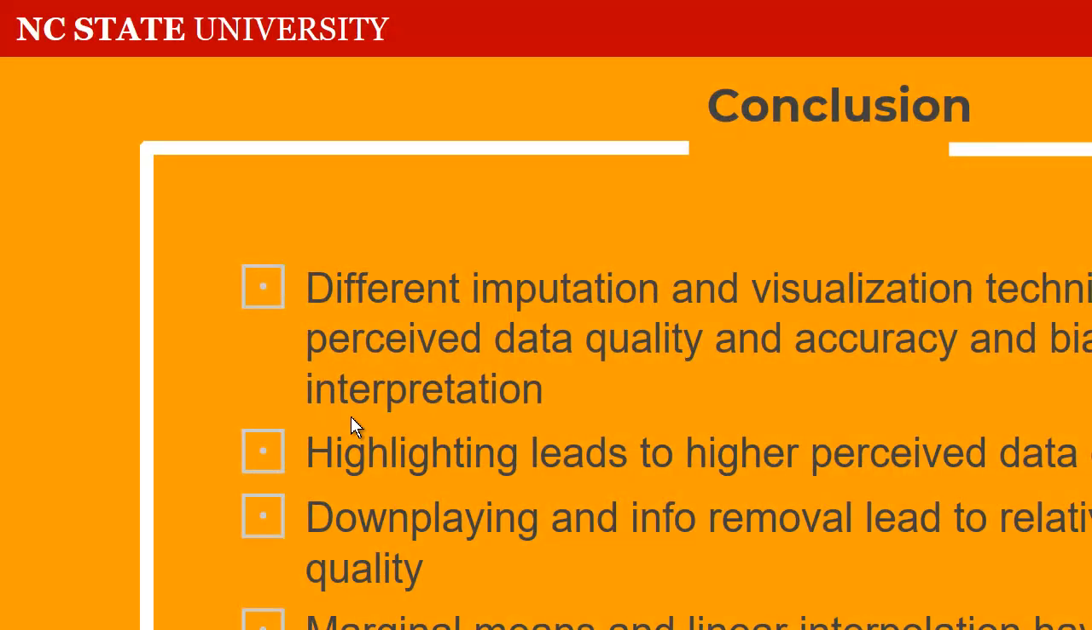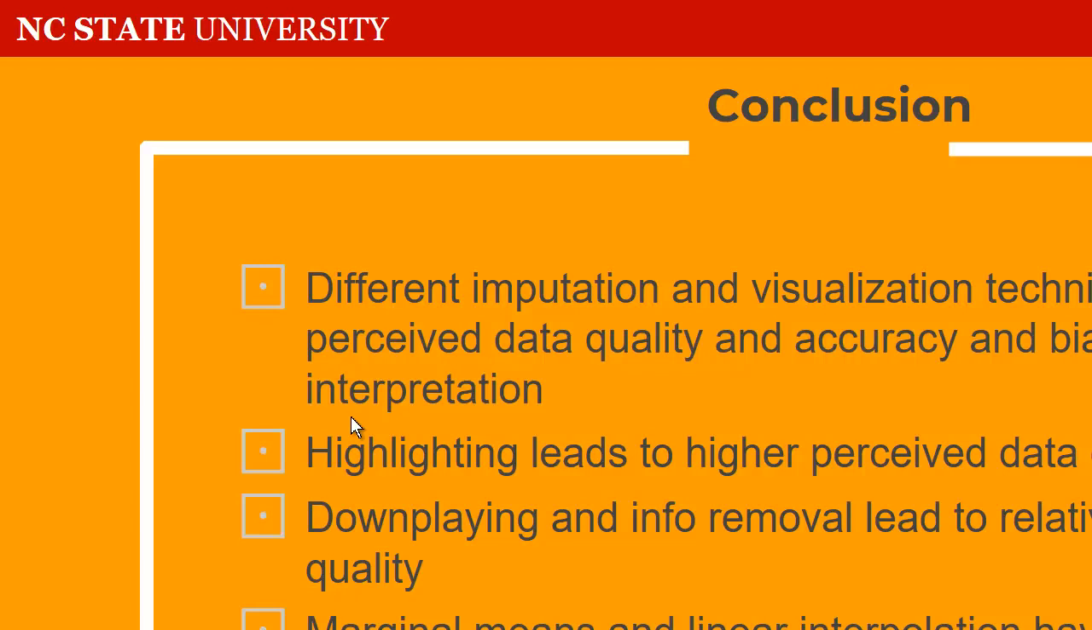So in conclusion, we can say that the different imputation and visualization techniques can change perceived data quality and accuracy, and can bias users' data interpretation. And among the visualization techniques, the highlighting methods lead to higher perceived data quality, and downplaying and information removal lead to lower data quality.